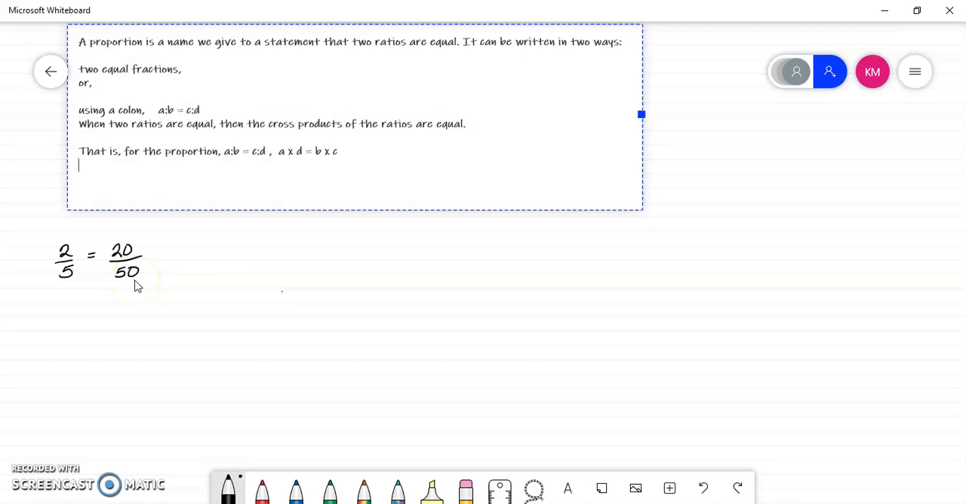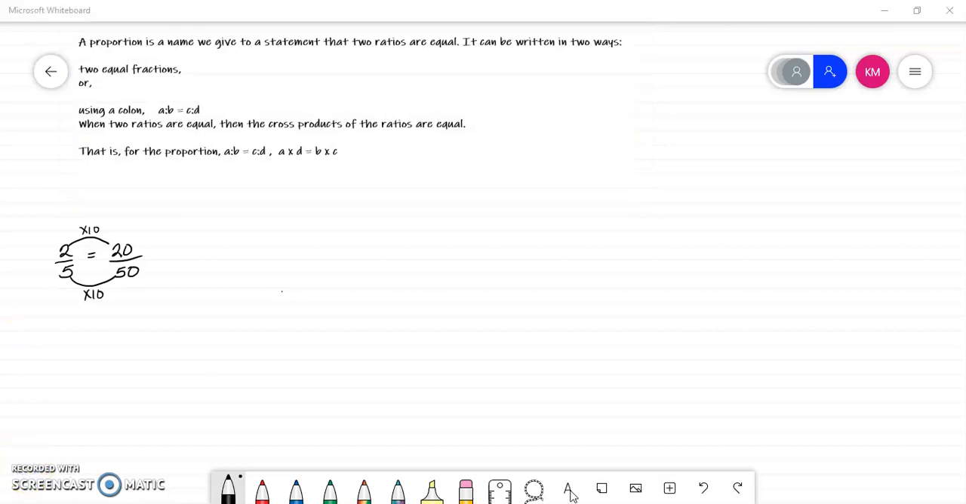And if you have done equivalent fractions before, which I know you have, you will see that these two are equivalent fractions because I simply multiply both of them by 10 to arrive at my equivalent fraction. 2 multiplied by 10 is 20 and 5 multiplied by 10 is 50. So let's put that into our question.